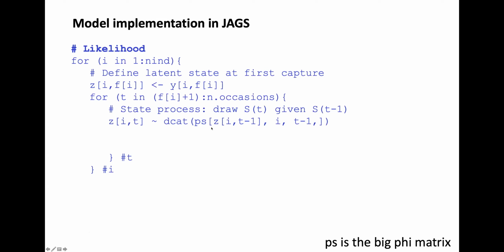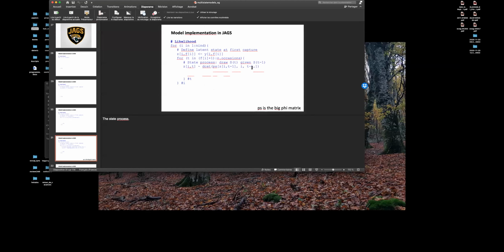Next slide. And this matrix can be individual specific, time specific, and here I don't write it, but I should write that. Here, the third dimension of this matrix is just 1 up to 3. It picks the 3 columns corresponding to the first row, or the zth row, of matrix PS.